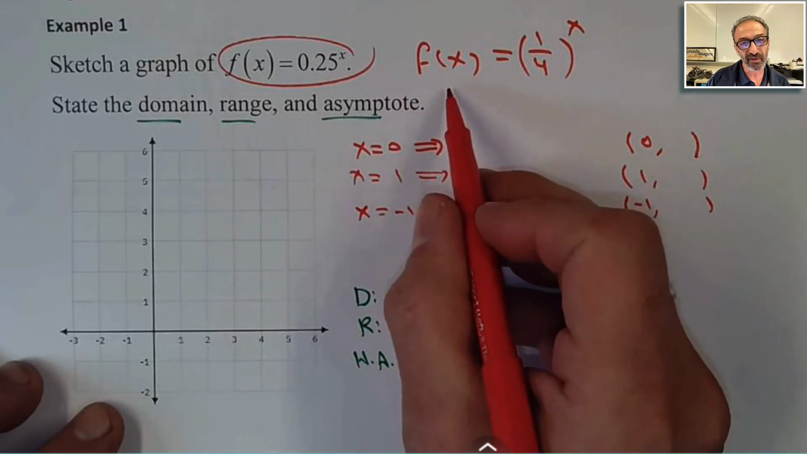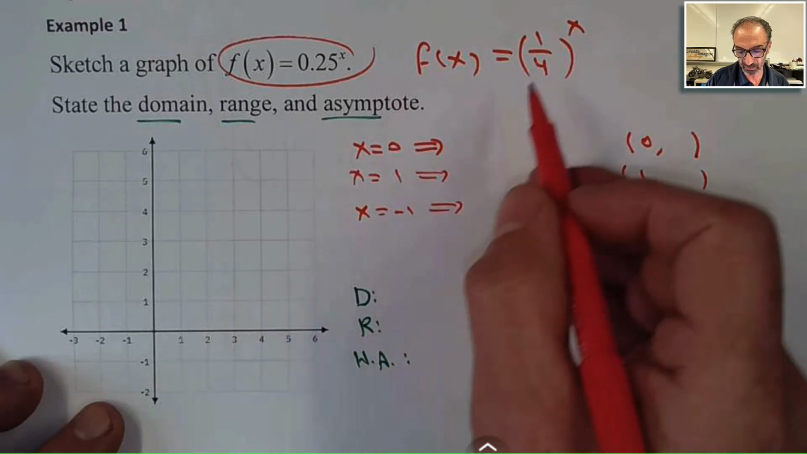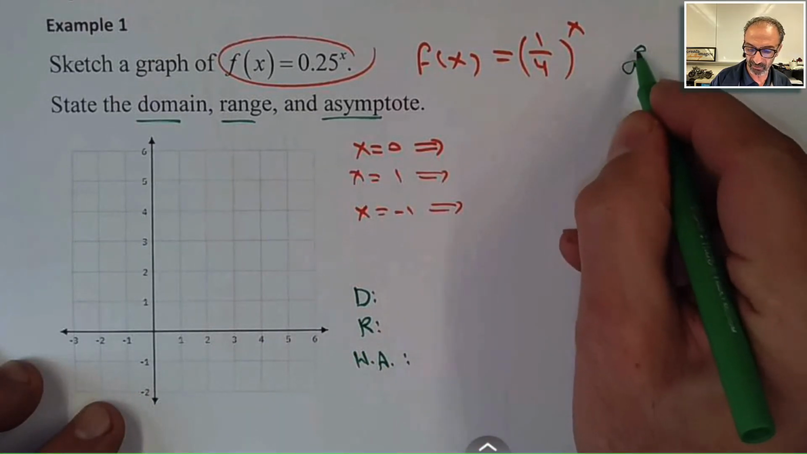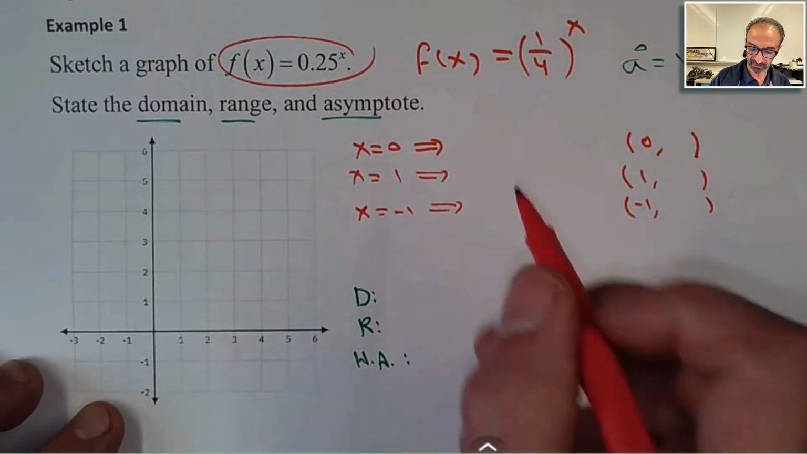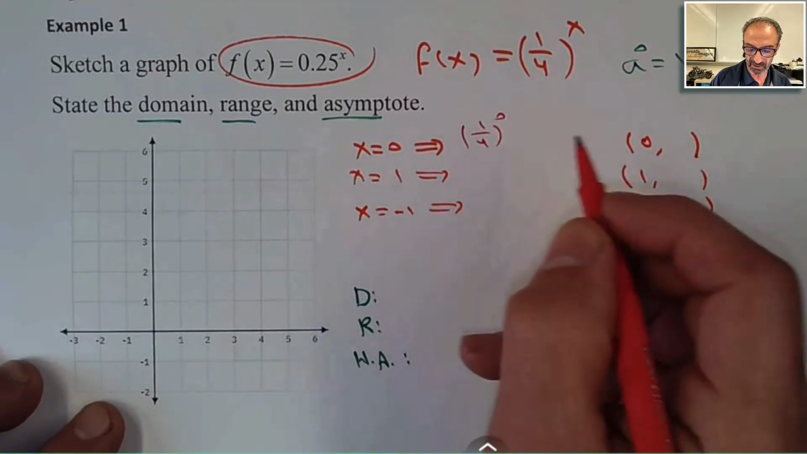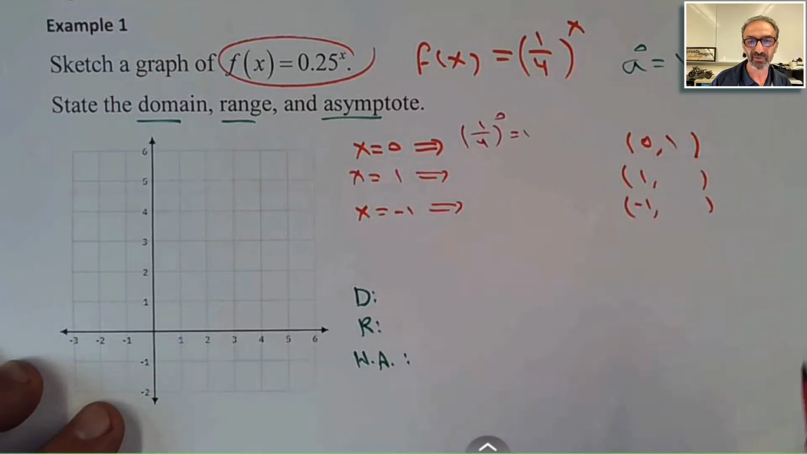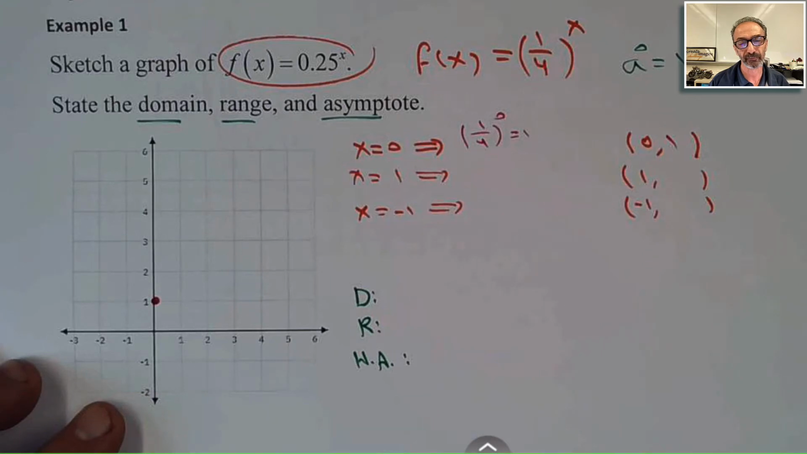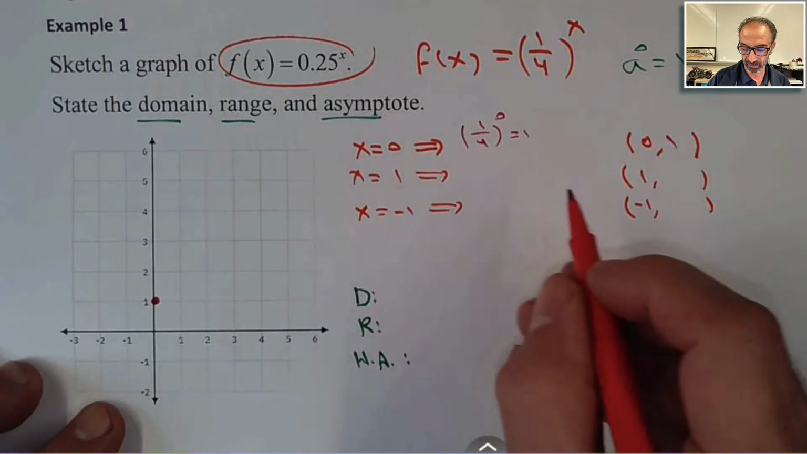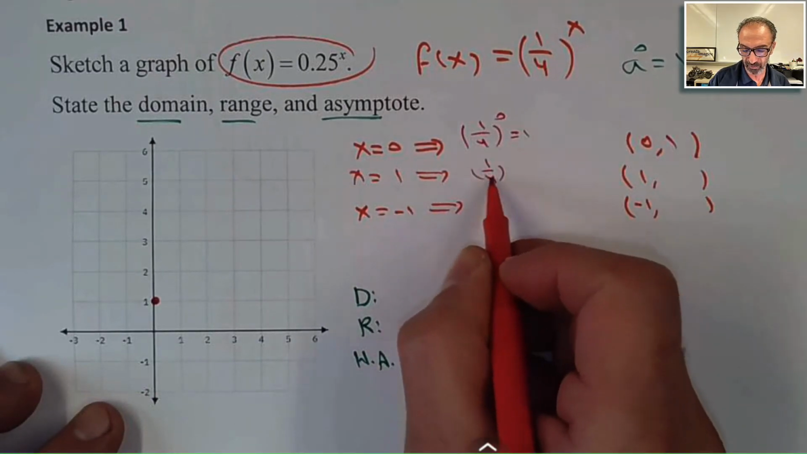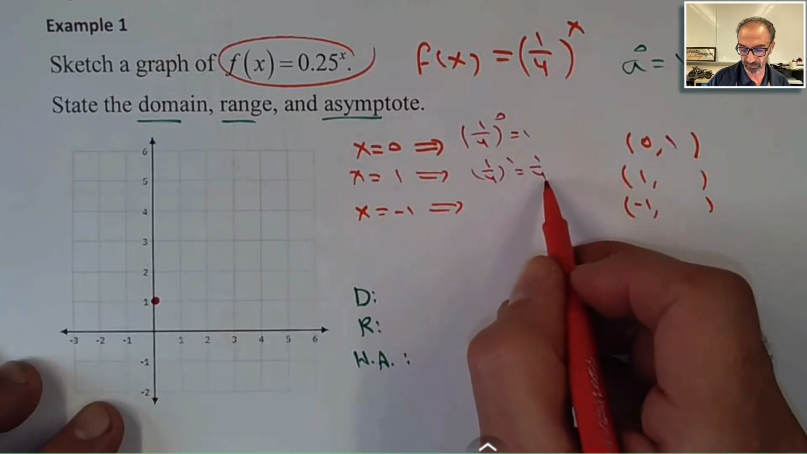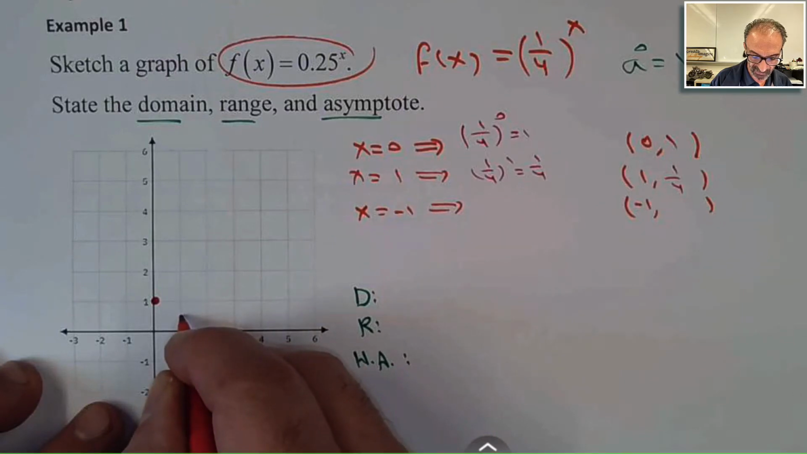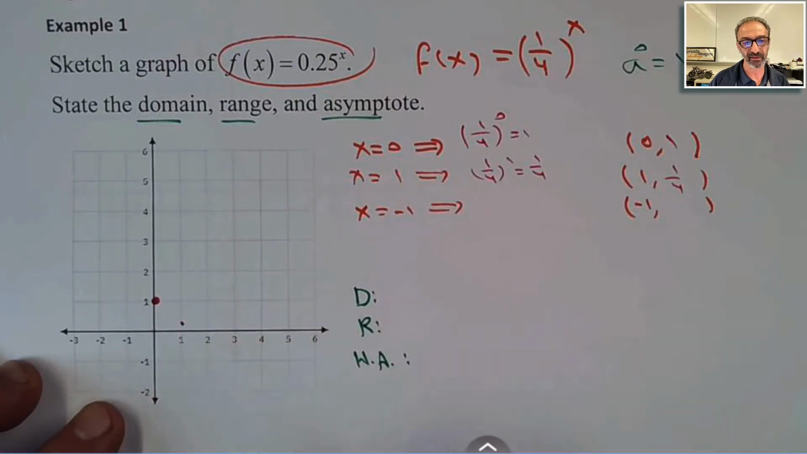So my function f of x equals 1/4 to the power x. x equals 0, plug in 0 here. Anything raised to the power 0 is 1. We talked about that. So when you raise this to the power 0, you get 1. So the point is 0, 1. Then 1/4 to the power 1, the output is just 1/4. Kind of hard to graph it by hand, but I'll do my best. This is halfway, 1/2 of that, which is 1/4.